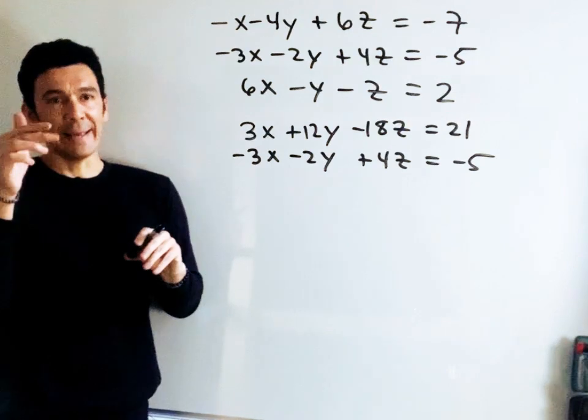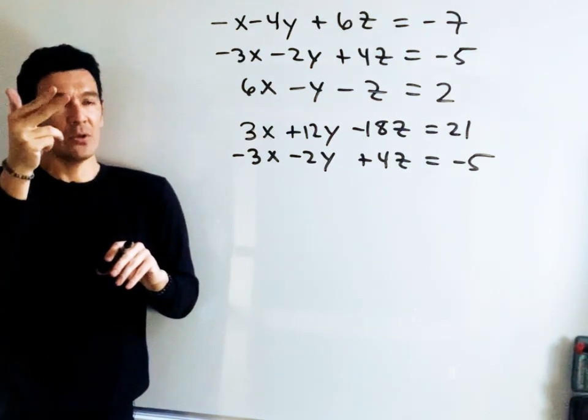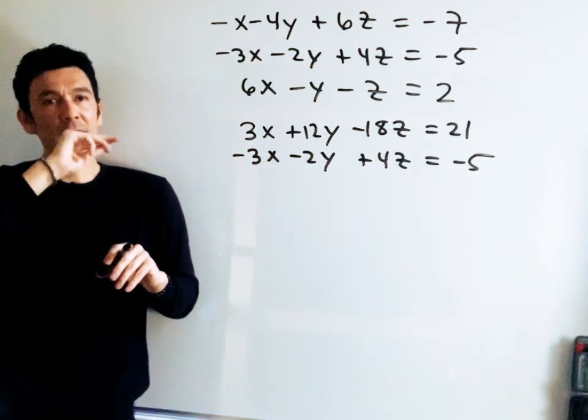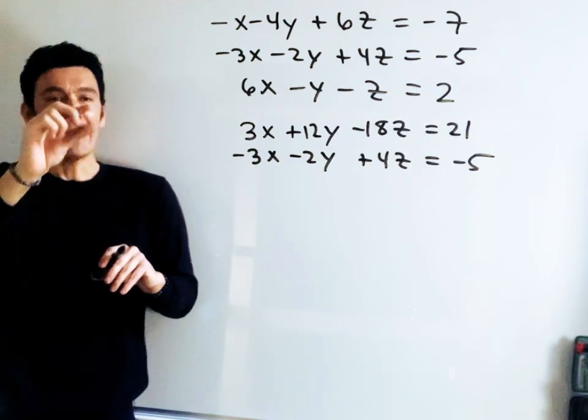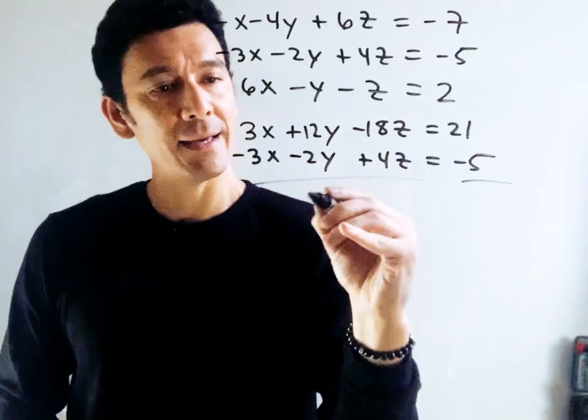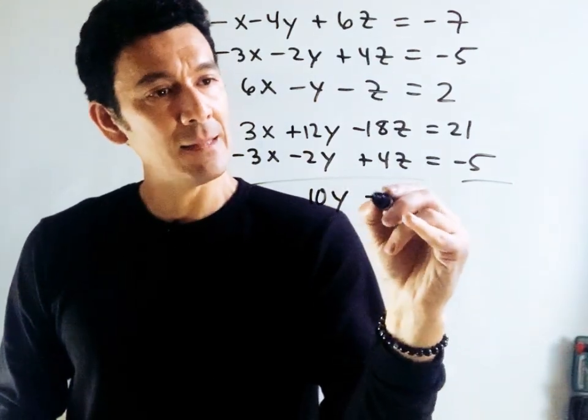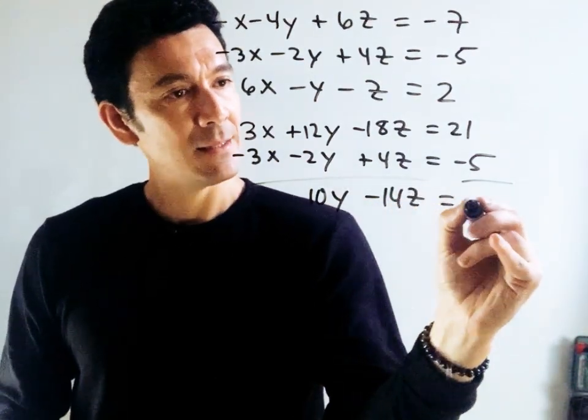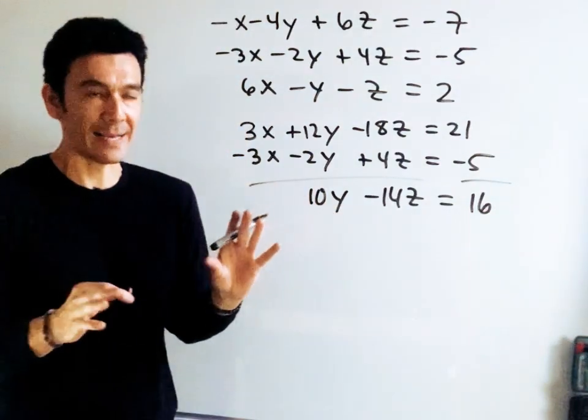So the top negative 3, distribute all the way across. The middle stays the same. Add them so the x's are gone. So we get 10 y's and then we get negative 14 z's equals 16. So we got rid of x.